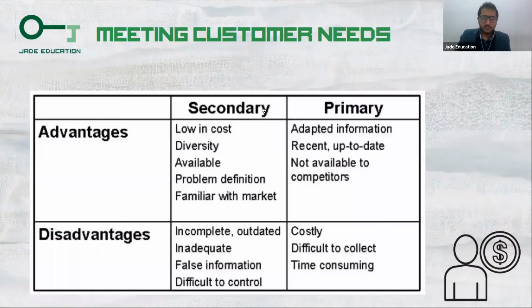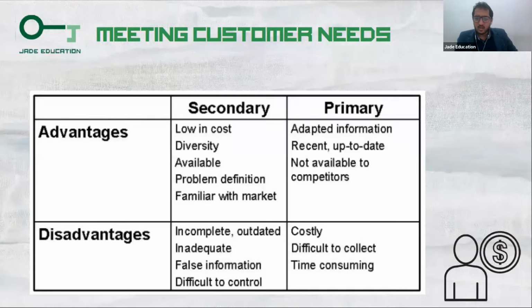We need to look at what benefits and drawbacks this brings. I've only listed a few, not too many. So secondary, obviously cheap. It's diverse. You can take any different means. There's so many ways that you can go and obtain information. It's readily available. You can define the problem there. So basically, you can see what you need to go in primary research for based on this when you find out, okay, these are the things that are missing. And well, familiar market. The drawbacks of secondary, well, outdated, inadequate, sometimes maybe false. Who's to say somebody publishes some false information? Hard to control.